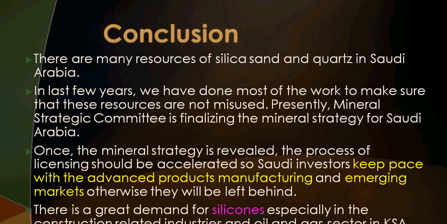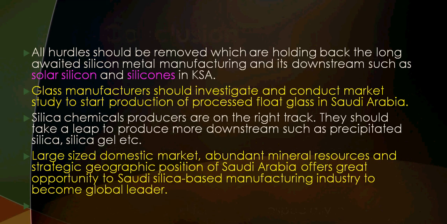There is a great demand for silicones, especially in the construction related industry in Saudi Arabia. All hurdles should be removed which are holding back the long awaited silicon metal manufacturing and its downstream, such as solar silicon and silicones in Saudi Arabia. Glass manufacturers should investigate and conduct market studies to start production of processed float glass in Saudi Arabia. Float glass is produced in Saudi Arabia, but the processed float glass, for example, low E glass, is not produced yet. And then I hope that float glass manufacturers will produce solar glass as the demand arises.